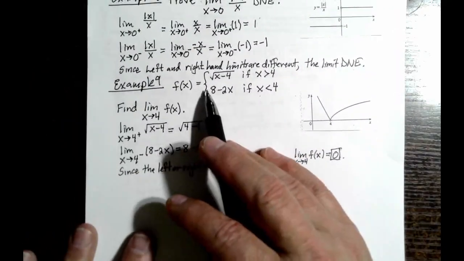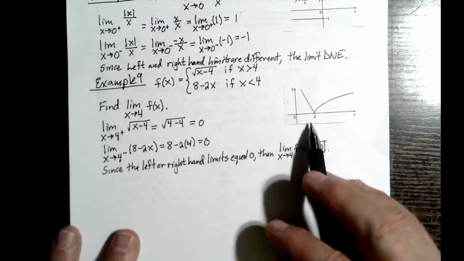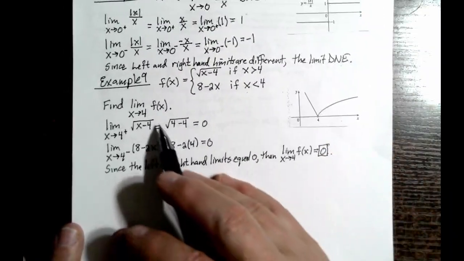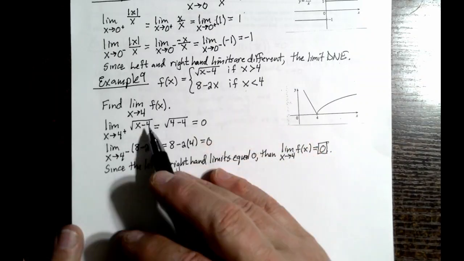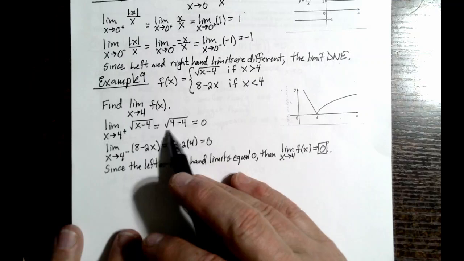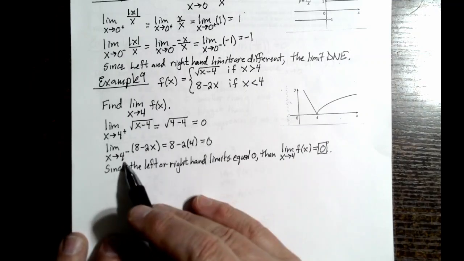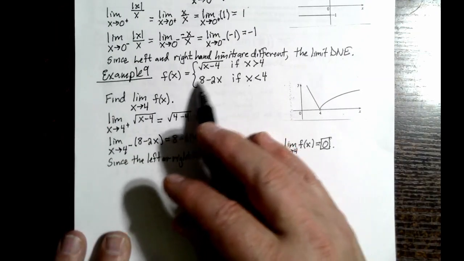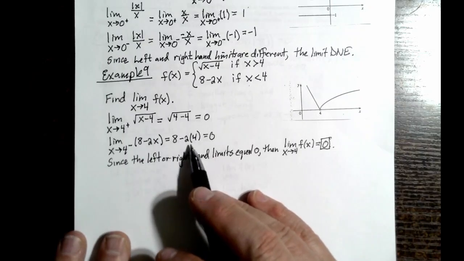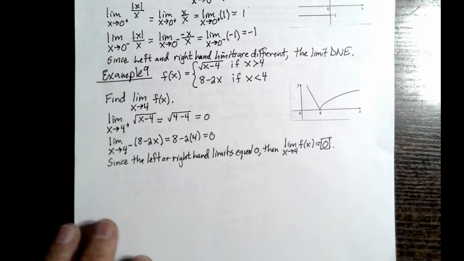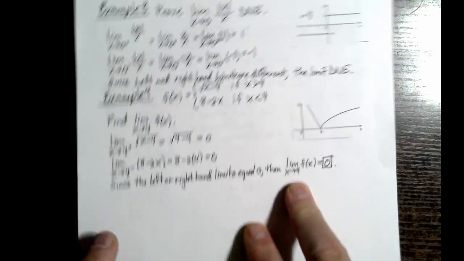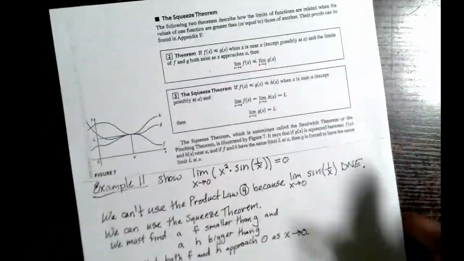Example 9. This guy looks like this, a very weird function. If you take it from the right, you're looking at this guy here, and we can do direct substitution and we get 0. If you take it from the left, we're using this guy here, and we can use direct substitution and we get 0. Since the left and right-hand limits are equal, the limit does exist and is equal to 0.